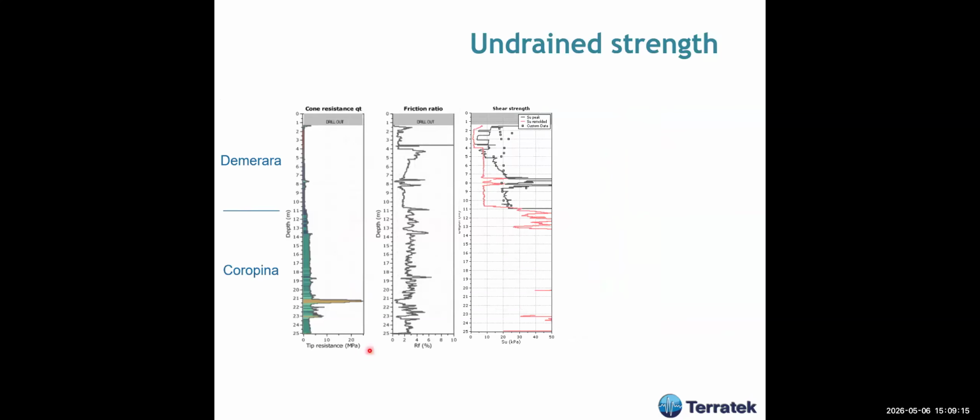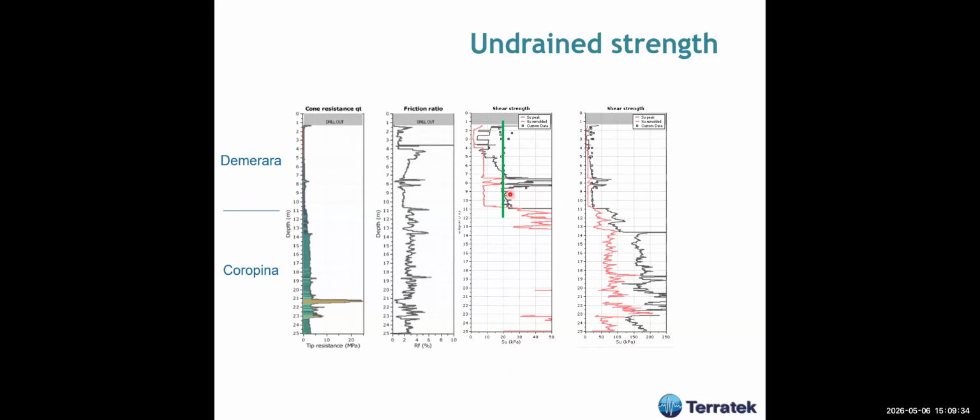The undrained strength of these clays, the Demerara, which is the recent clay, usually we had a value of about say 15 to 20 kPa undrained strength. But for the Coropina formation, the strength is much higher, usually up to 150 kilopascals. So a big difference between the Demerara and the Coropina formation.